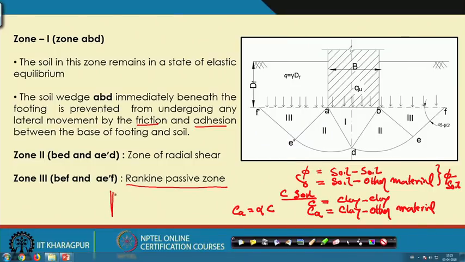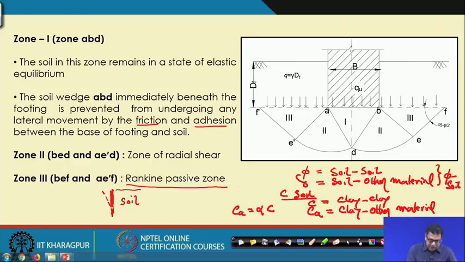Now, what is active earth pressure? Active earth pressure means you have a wall, say, and this side is soil and this side is void. Because of the soil pressure, the wall can move. If the wall moves away from the soil, then it is called active. If it is not moving, it is at rest. If the wall is moving towards the soil, then it is called passive.